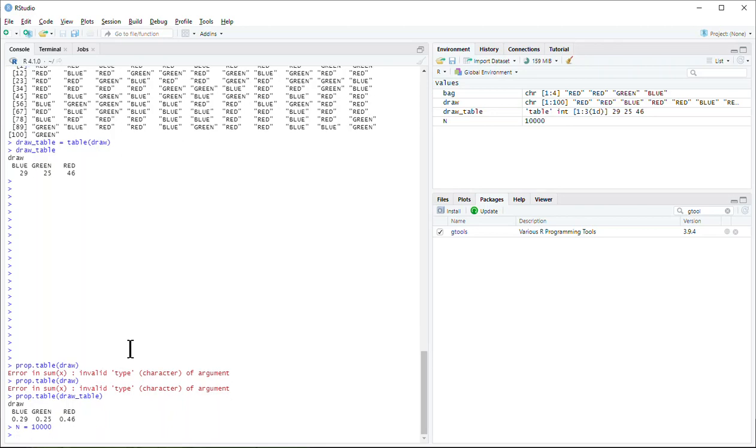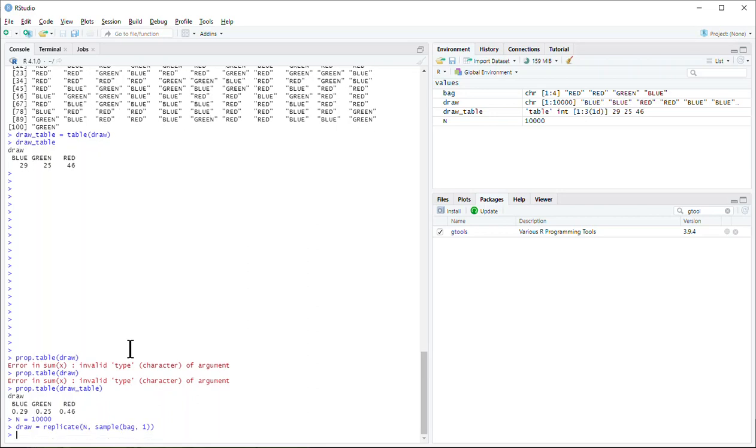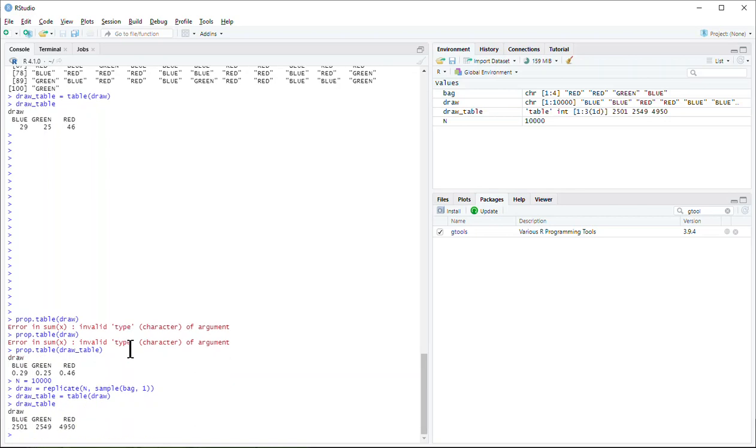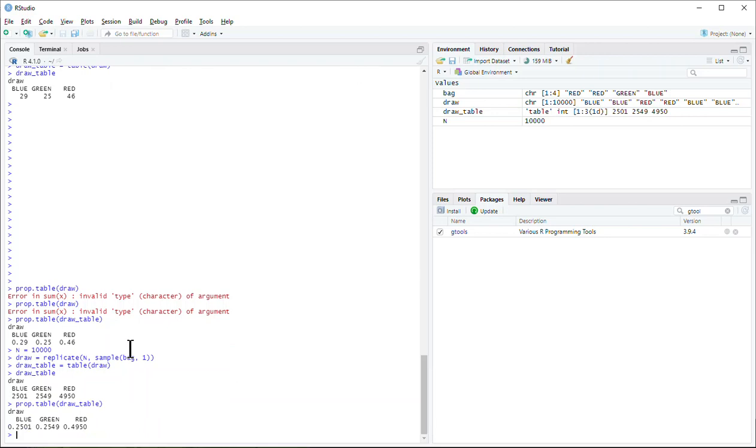I instead do 10,000 replicas of my Monte Carlo experiment, and I draw 10,000 samples of 1, and I make this draw table, and I look at the draw table, and sure enough, that seems to be closer. But let's look at the actual proportions of the draw table. And I see that I've got here close to 50%, close to 25%, and close to 25%.